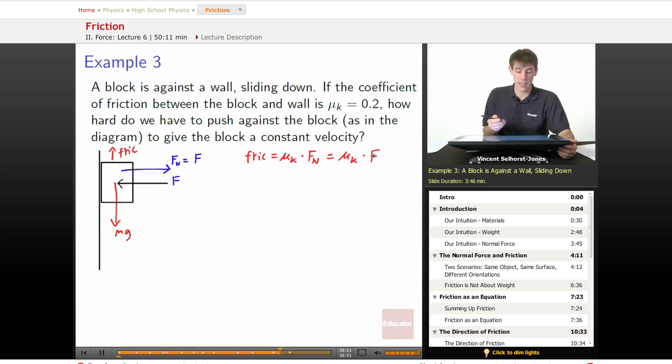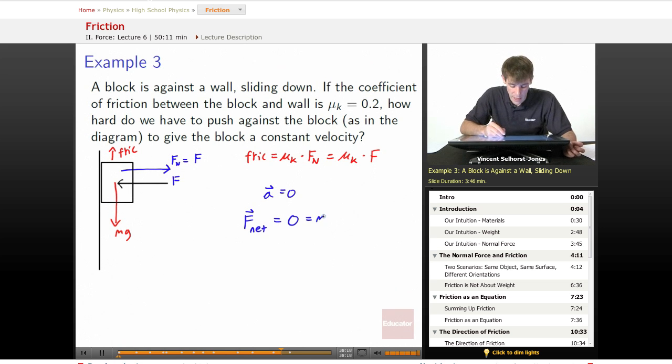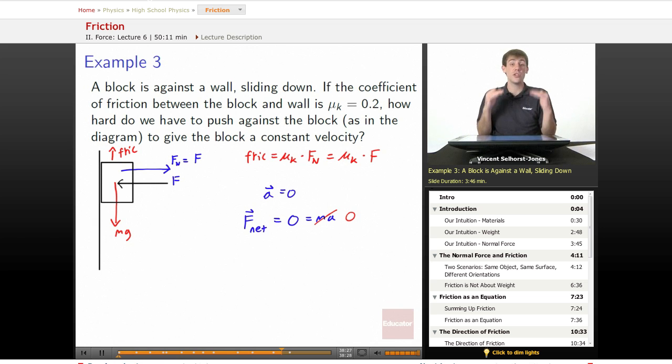If we want those two things to cancel out, then we want an acceleration equal to 0. So that means that the sum of the forces is going to have to be equal to 0, because mass times acceleration cancels out to give us 0. We know that we're in equilibrium because there's no acceleration. It is going to have a velocity. It is sliding down, which is why we're using mu kinetic, but we know that there's going to be no acceleration.